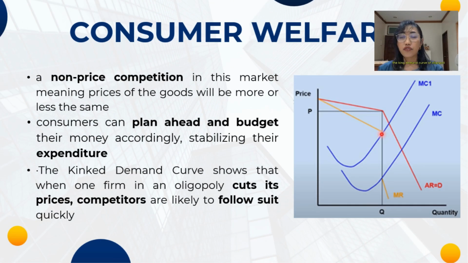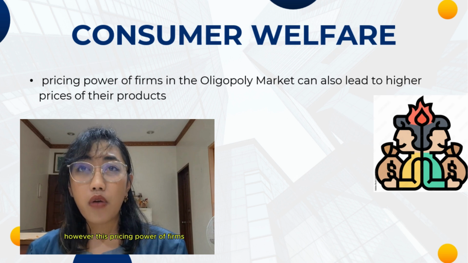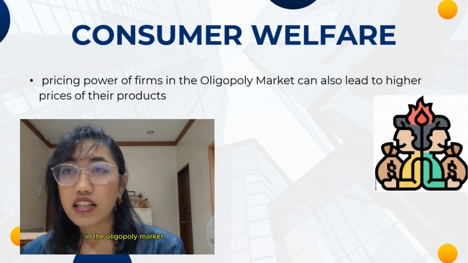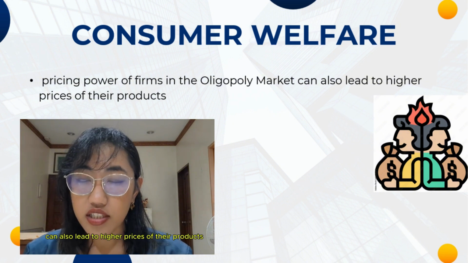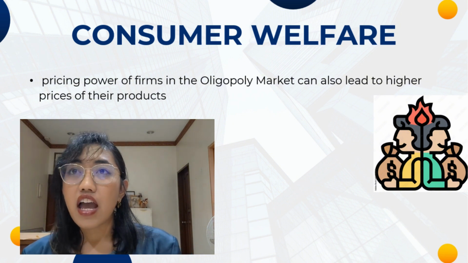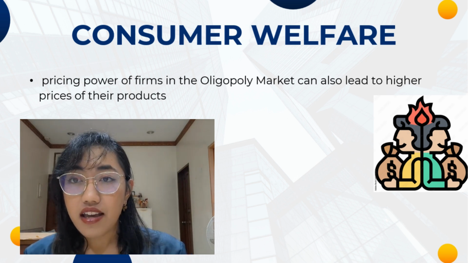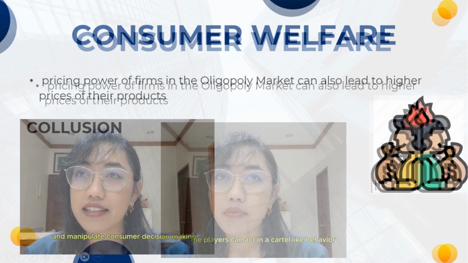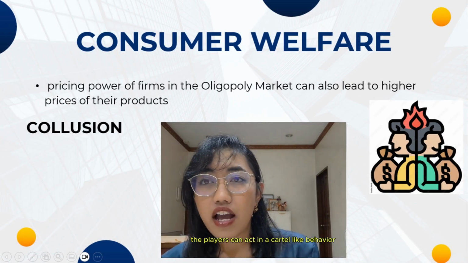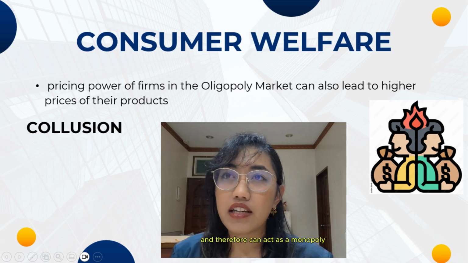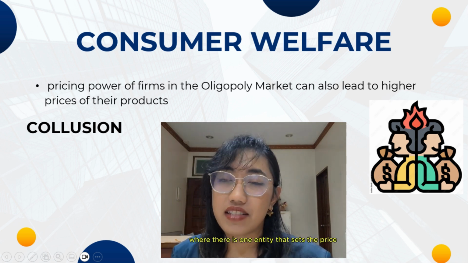The kinked demand curve of oligopoly describes this situation. According to the kinked demand curve, when one firm in an oligopoly cuts its prices, competitors are likely to follow suit quickly. However, this pricing power of firms in the oligopoly market can also lead to higher prices of their products. There are only a few players, and thus they can build easier agreements with each other regarding price and manipulate consumer decision-making. The players can act in a cartel-like behavior and therefore can act as a monopoly where there is one entity that sets the price.